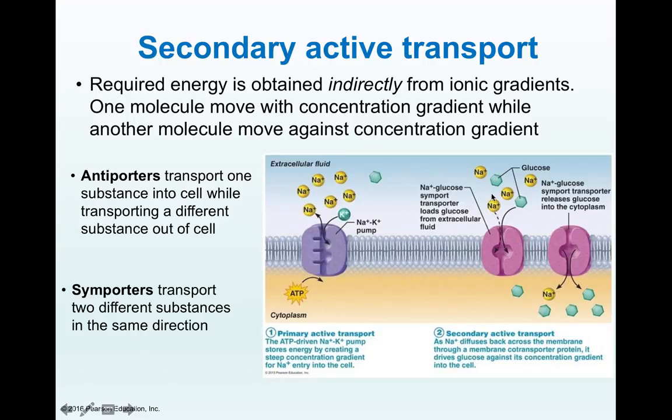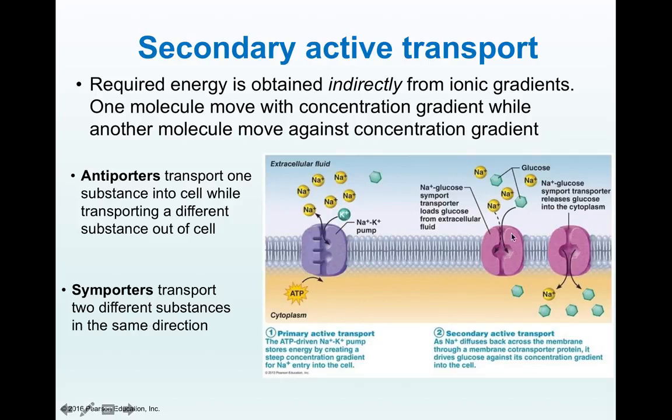But sodium is going to be moving with its concentration gradient, and glucose is going to move against its concentration gradient. So your cell is going to use the energy of sodium moving with its concentration gradient to push glucose along with it to bring it in against its concentration gradient. Now, because both of these molecules are moving in the same direction, that is the definition of secondary active transport, specifically known as symporter. Transport of two different substances in the same direction.